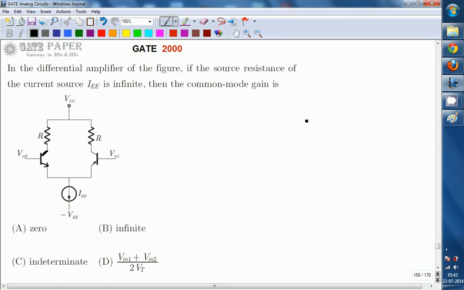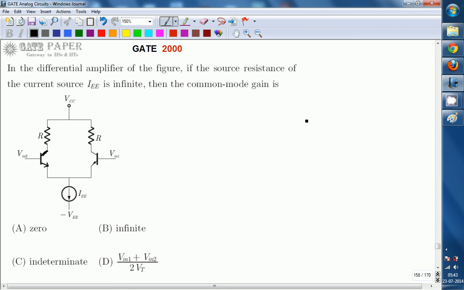Hello, we are discussing the GATE 2000 ECE paper, and this question is related to analog circuits. Look at the circuit given. In the differential amplifier of the figure, if the source resistance of the current source IEE is infinite, then the common mode gain is: A, 0; B, infinite; C, indeterminate; D, (Vin1 + Vin2)/2 Vt. What will be the right answer if the source resistance of current source IEE is infinite?